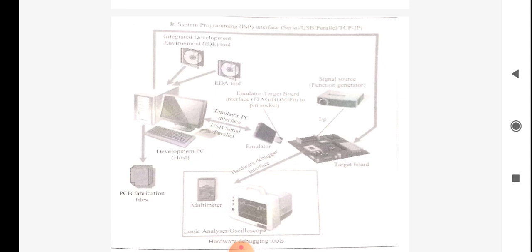Explain this environment, the embedded system development environment. So the main components are the development PC or host, and there are two tools for development. One is the IDE for firmware development, and the EDA tool for mainly embedded hardware design. Then the emulator for debugging the target board, and the signal source for simulating the input to the target board. Then hardware debugging tools: oscilloscope, logic analyzer, multimeter, etc.